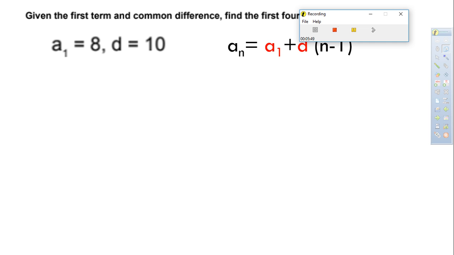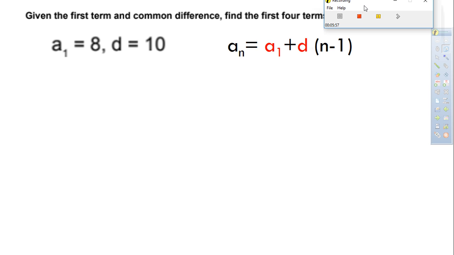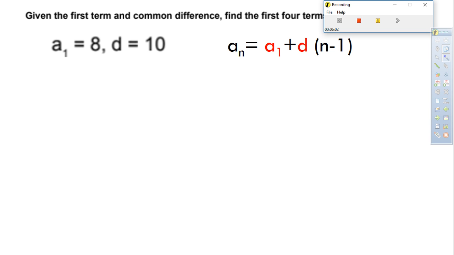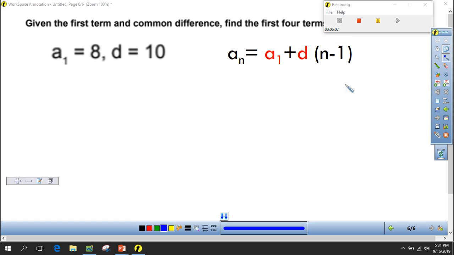It says, given the first term and the common difference, find the first 4 terms and the formula. So finding the first 4 terms is just like what we did on that first slide, where we started with our first term. A sub 1 means my first term is 8.